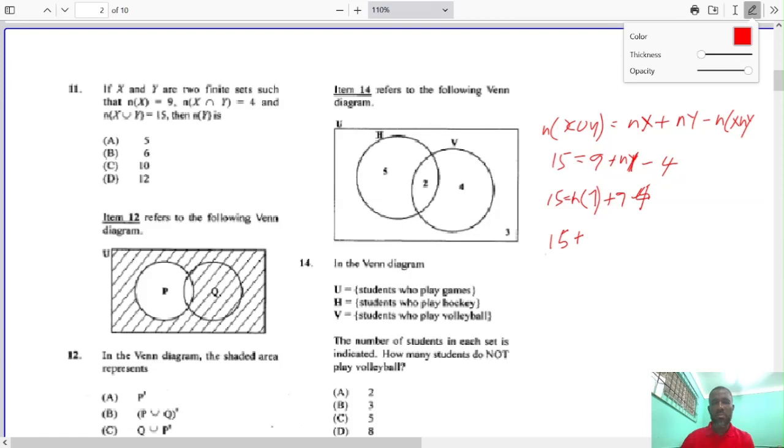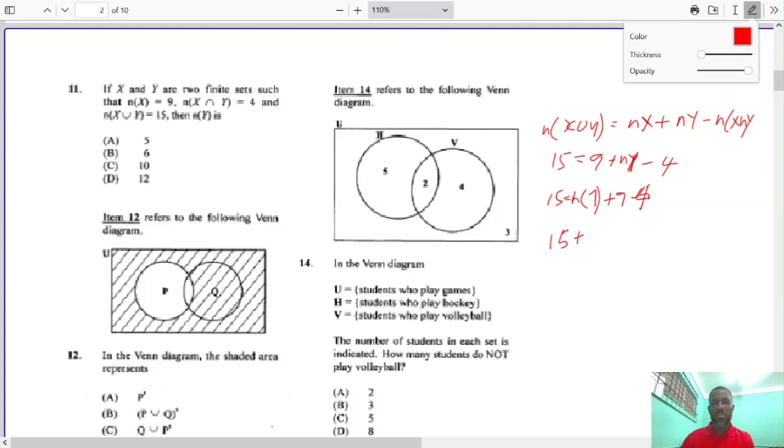Okay. For number 12, we have a Venn diagram, and the shaded region represents P and Q. So the shaded region represents P complement, that is, all the elements that are on the outside of P. So therefore that is P complement. Okay, in question.